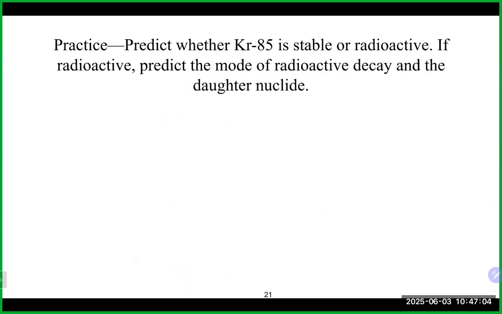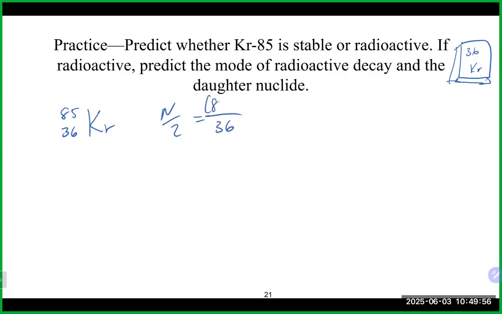All right, so let's try this one. Krypton 85. All right, so let's take a look. So obviously, krypton 85 is the mass number. We get 36 there from our periodic table. Our N to Z ratio here, obviously, we have 36 up on top. We're going to take mass number minus atomic number, and that's going to get us there. Looks like 49 divided by 36. So that gives us an N to Z ratio of 1.36.